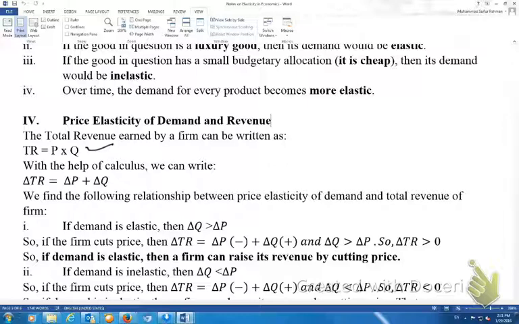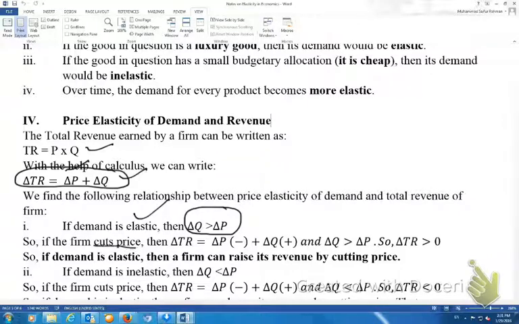As it turns out, the price elasticity of demand is intrinsically connected with the total revenue. Now with the help of a little bit of calculus, we can write this equation as follows. We can say that the percentage change in total revenue is equal to the sum of the percentage changes in price and quantity demanded. In this situation, we can therefore now see two kinds of relationship. For example, if the demand is elastic, meaning that price elasticity of demand is greater than 1, we know from the equation that delta Q is greater than delta P.